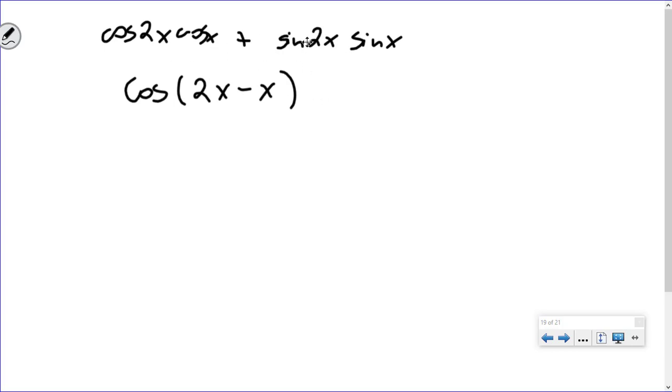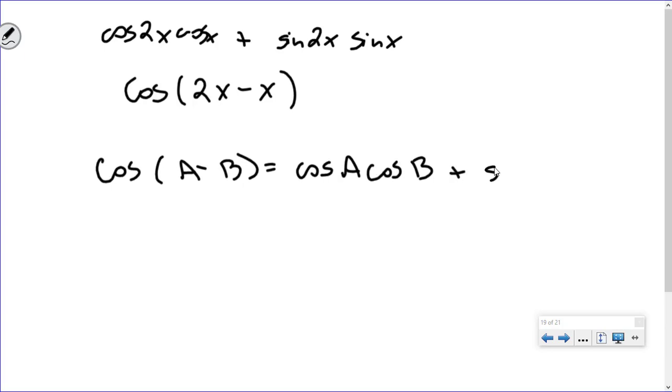That's your sum and difference identity. Why would it be 2x minus x? Because if you look, our identity is cos of a minus b is cos a cos b plus sine a sine b. Yeah, but where did you get the 2x and the x from? A, not b, never mind. Right? So then what is this? Cos x.